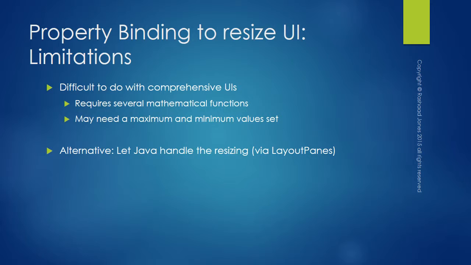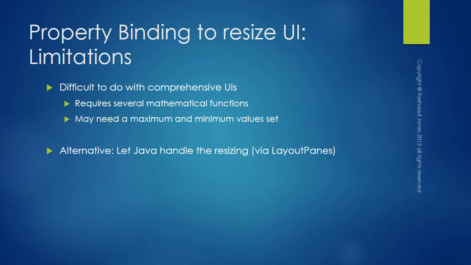Another thing that's difficult with property binding: if we had a full comprehensive UI with multiple buttons, text and labels, things of that nature, a lot of visual components that we're displaying, and we want to do property binding for all those things, then it's going to require several mathematical functions. And I'm finding that a lot of computer science majors chose computer science because they want to get away from math. So I don't know if this is something you would like to do.